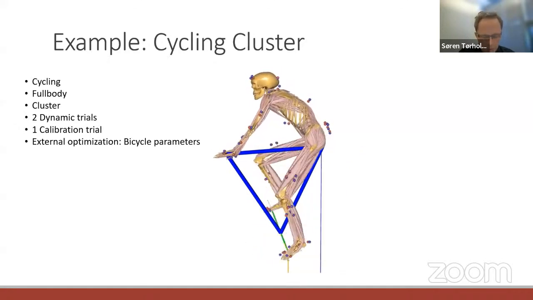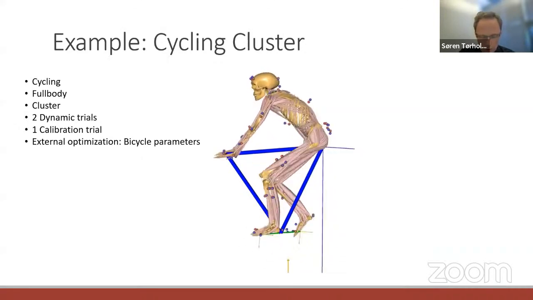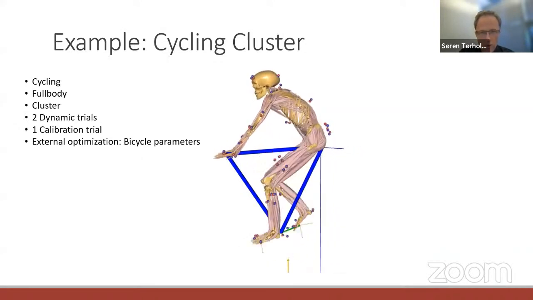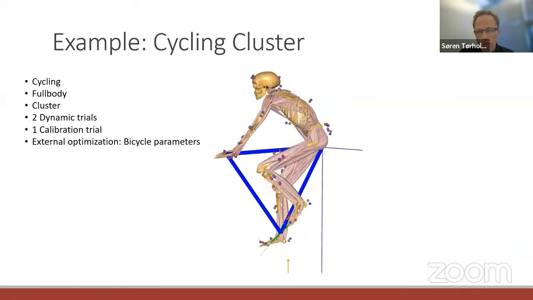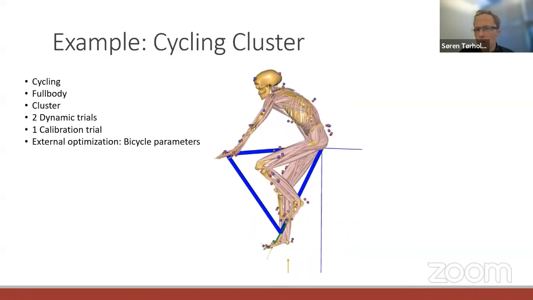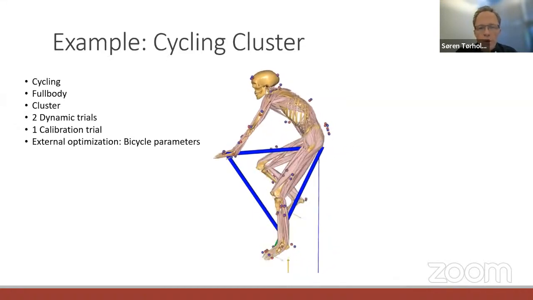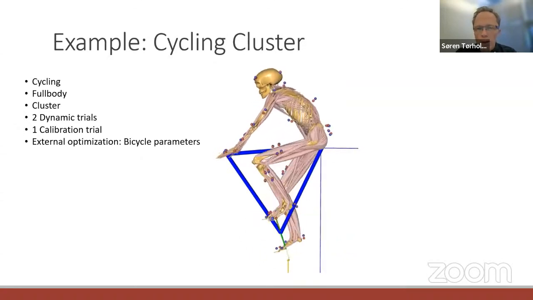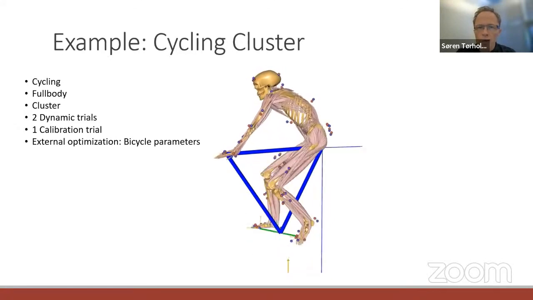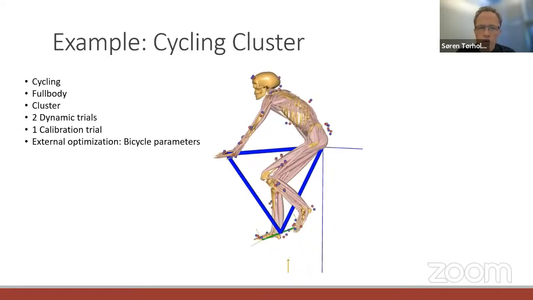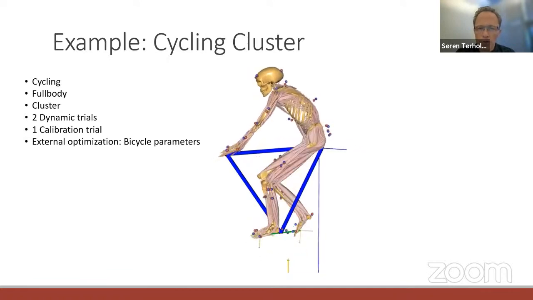And then we use the optimizer to adjust the saddle position, the crank position, and the handlebar position in such a way that the marker errors become as low as possible. So it simply automatically fits the bike to the marker trajectories. And then, of course, we supply a certain resistive crank torque to the crank, and we allow the hands to have support from the handlebars and the pelvis to get support from the saddle.